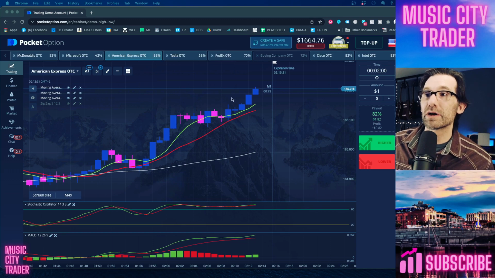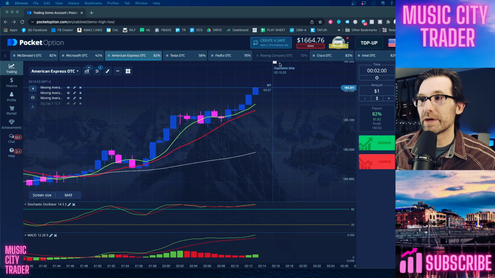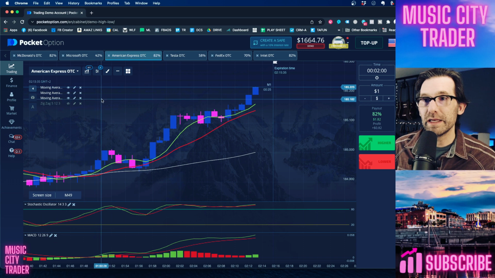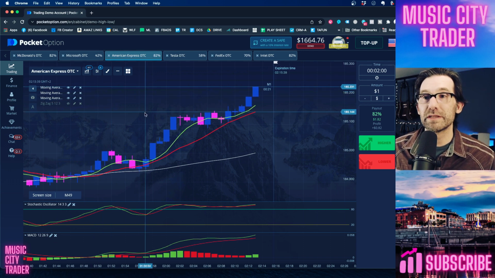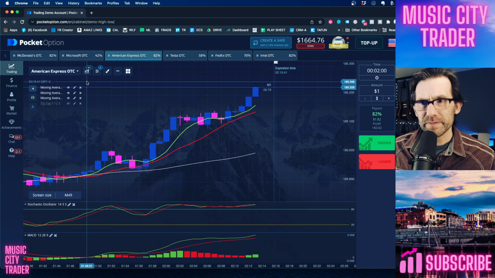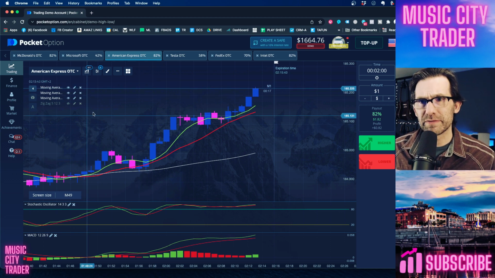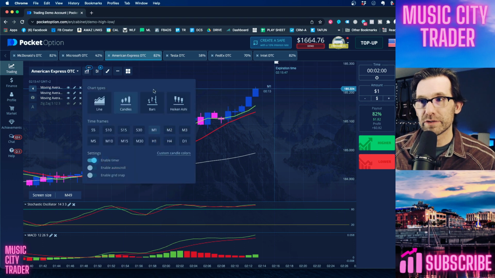So I'm going to log right in here to my demo account, Pocket Option, and I'm going to show you the indicators. This will be in the notes. You'll have notes in this for the course, so you can set this up. So you don't have to write every single little thing down I'm telling you, but you will have to set your candles to 1 minute.